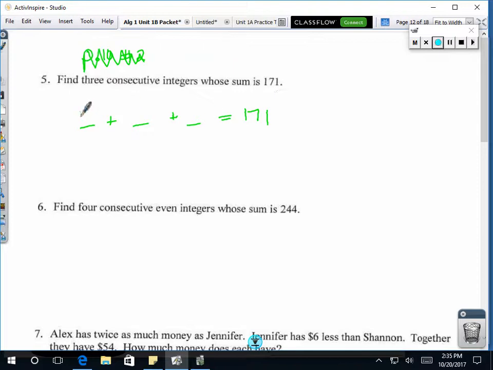So, look, if the first number is x, to get to the number right after that, wouldn't you just add 1 to x? And to get to the number right after that one, wouldn't you just add 2? Think about it. If we're talking about numbers like 4, 5, and 6, if x is 4, to get to 5, you would take 4 and add 1 to it. To get to 6, you would have taken 4 and added 2. That's how I got those terms. Does that make sense to everybody?